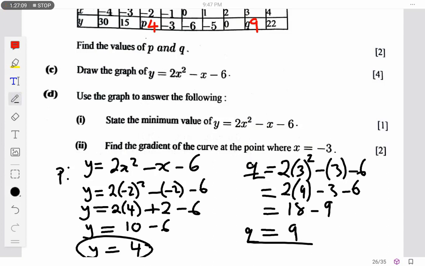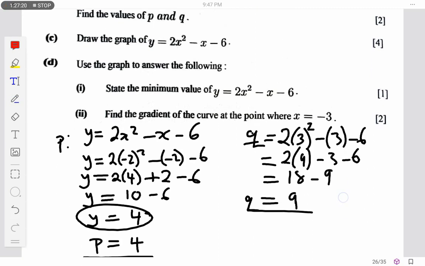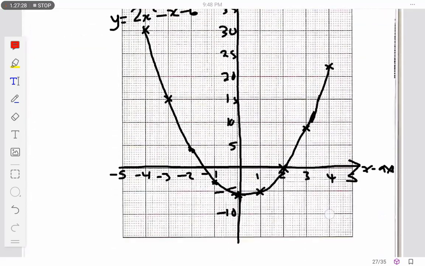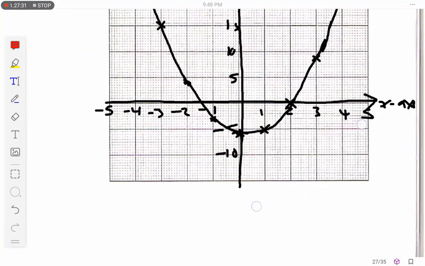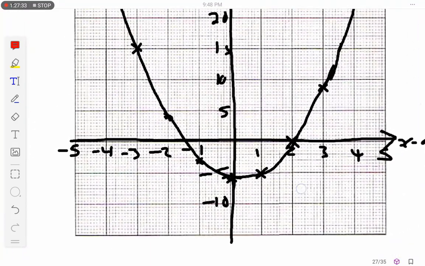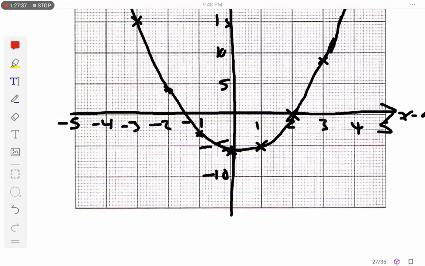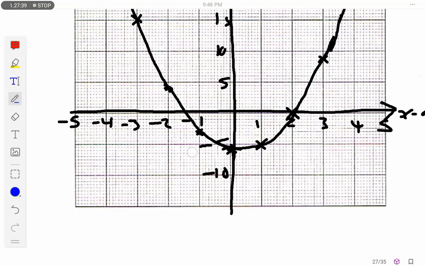Use the graph to answer the following questions. State the minimum value of y. The other one is saying the gradient of the curve at the point x is equal to minus 3. So I just do those two together at once. The minimum point, guys, is the turning point. So you find out our turning point is going to be somewhere here.